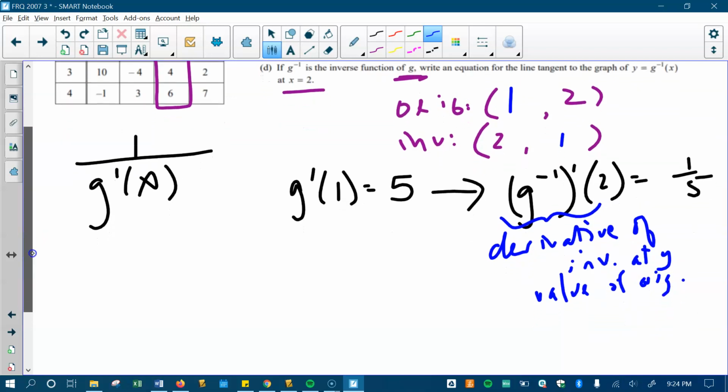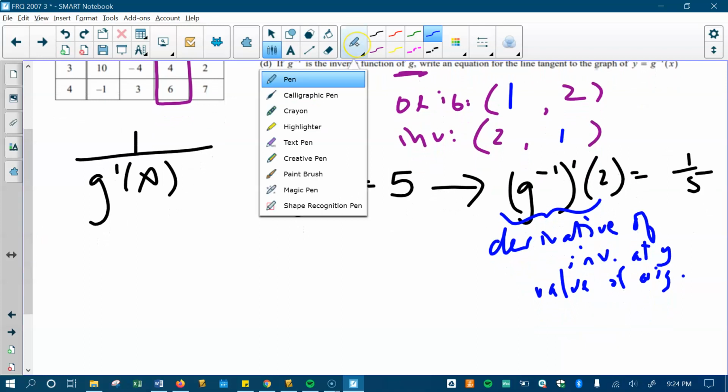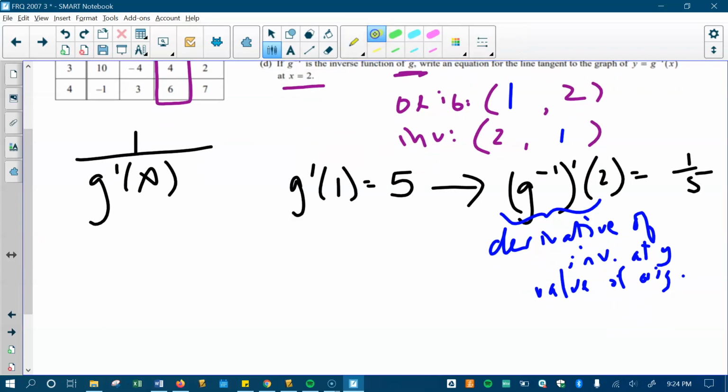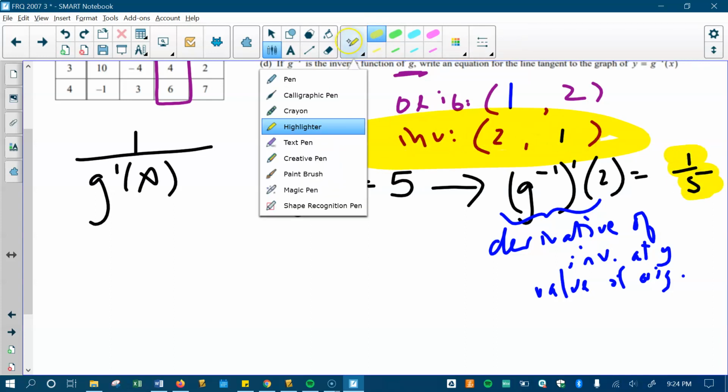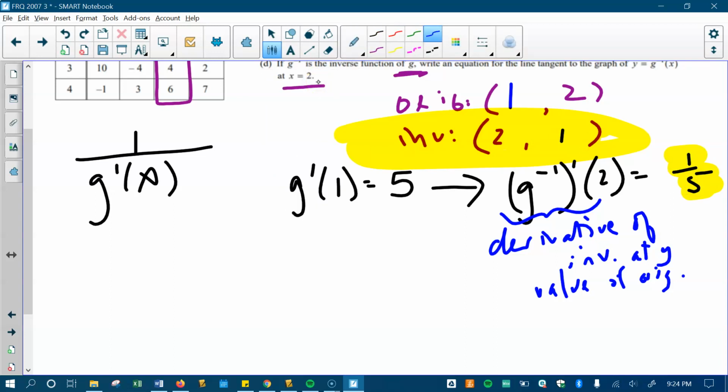Okay, so now to get the equation of the tangent line, again a little tricky here. You want to use this point because we are talking about the derivative of the inverse. We also want this slope. And now that we know that, we're good to go. Your answer: y minus 1 equals 1/5 times (x minus 2).